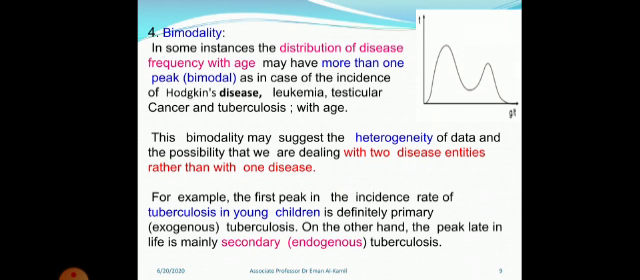For example, in tuberculosis, the first peak in children is primary tuberculosis. The source of infection is exogenous infection, while the peak later in life is secondary, which is endogenous, from inside the body, and this is endogenous tuberculosis.